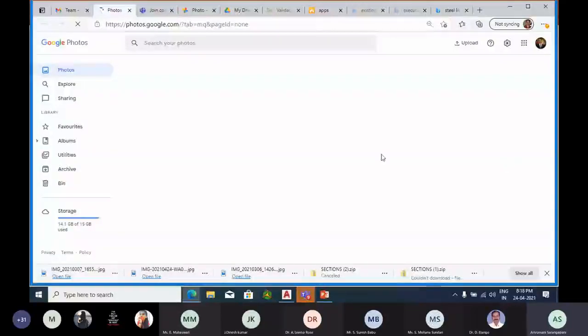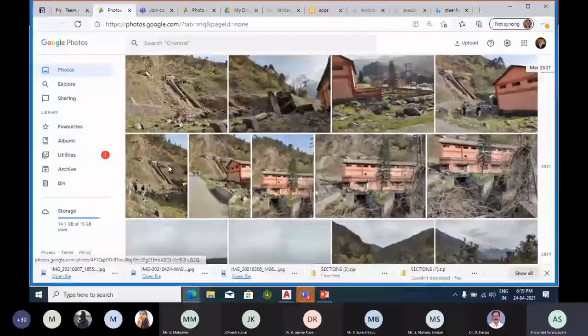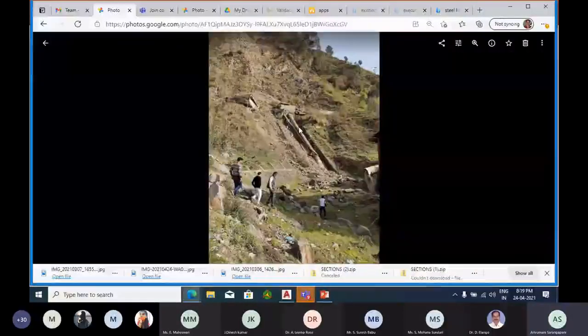This project is near Dharmashala. This is a very old project, built by the British. Here you can see this is the penstock. The penstock length is very short. That's not a problem. Where I'm standing is the powerhouse. This is the powerhouse, and this is the penstock.